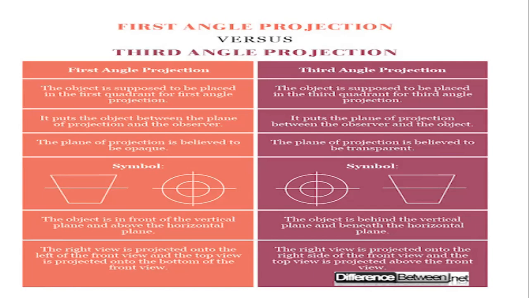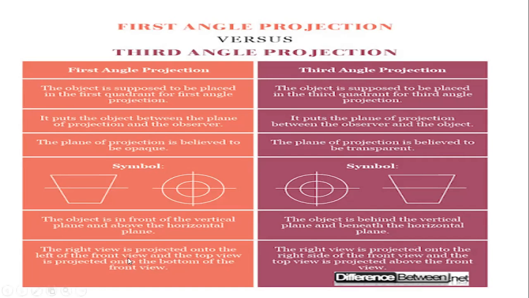In first angle projection, the object is between the plane of projection and the observer, whereas in third angle projection, the plane of projection is between the observer and the object. In first angle projection, the plane of projection is believed to be opaque, whereas in third angle projection, the plane of projection is assumed to be transparent.